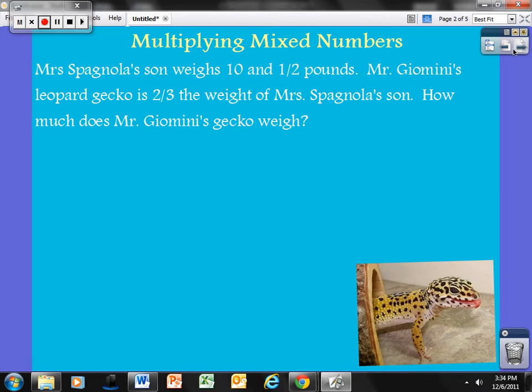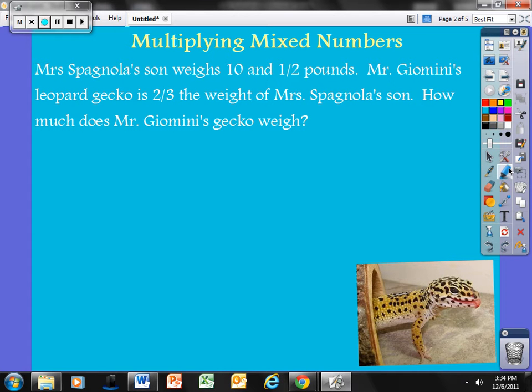If I take a look at the next problem, Mrs. Spagnola's son weighs 10.5 pounds. Mr. Jimmy's leopard gecko is 2/3 the weight of Miss Spagnola's son. How much does Mr. Jimmy's gecko weigh? All right, we're doing a little comparison here. I'm comparing Miss Spagnola's son, who is 10.5 pounds. My gecko is 2/3 the weight of Miss Spagnola's son. How much does the gecko weigh?